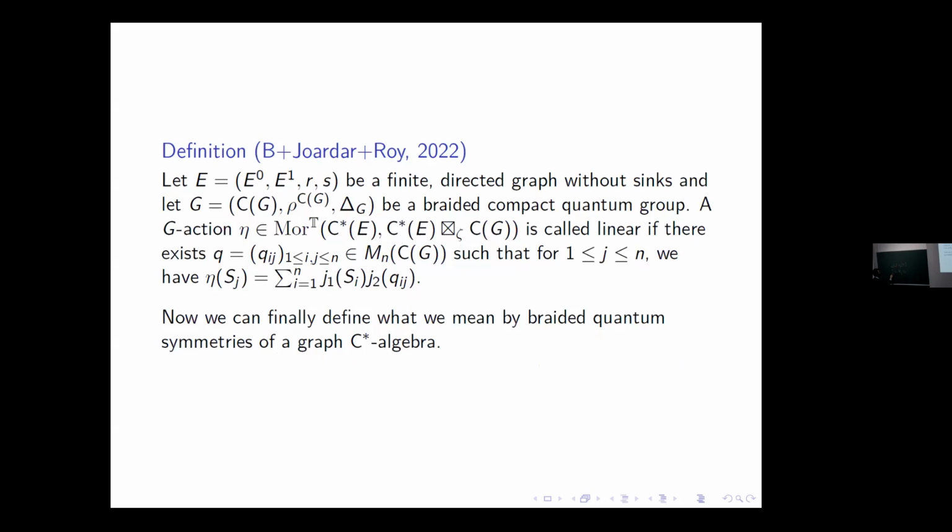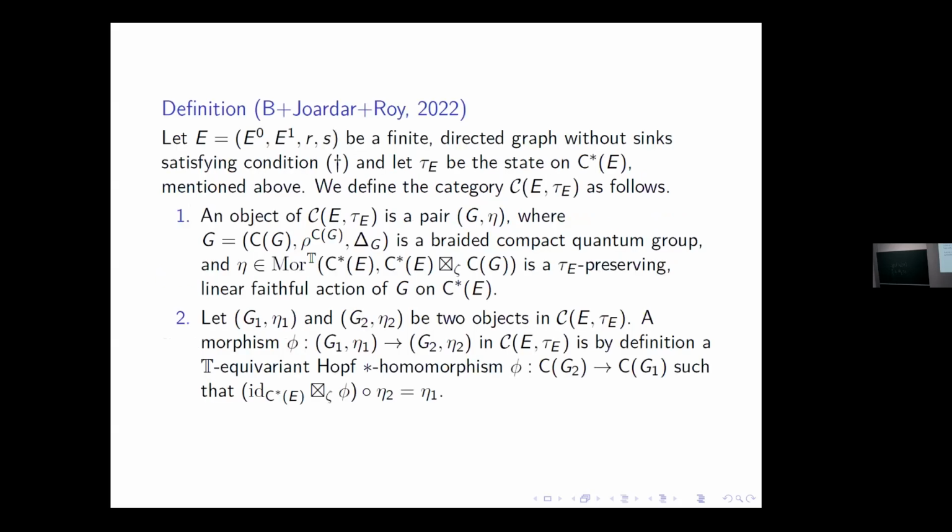There is some... So the question is very specific and it sends Sj to a linear combination of these Si's. So if this happens, we call it a linear coaction of the braided compact quantum group G. And now with all these definitions, we can finally define what we mean by braided quantum symmetries. So we define a category.